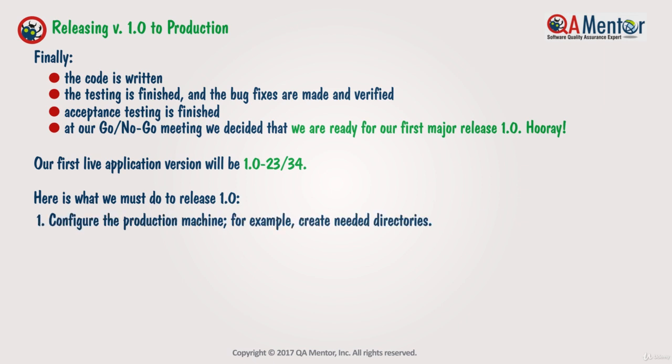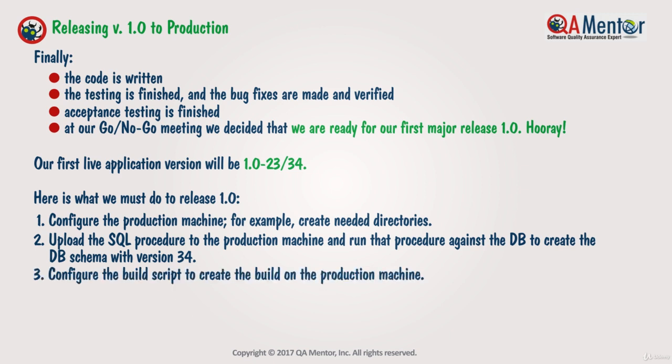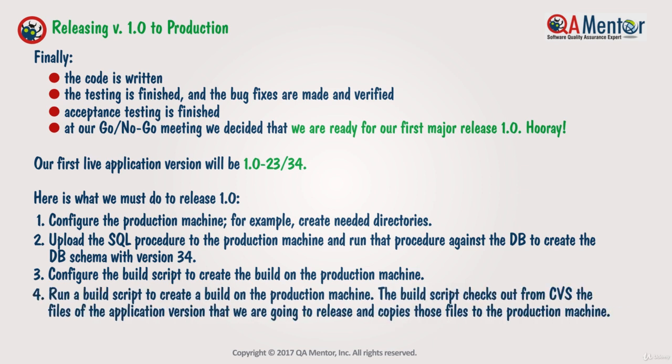Here is what we must do to release 1.0. 1. Configure the production machine, for example, create needed directories. 2. Upload the SQL procedure to the production machine and run that procedure against the DB to create the DB schema with version 34. 3. Configure the build script to create the build on the production machine. 4. Run a build script to create a build on the production machine. The build script checks out from CVS the files of the application version that we are going to release and copies those files to the production machine.